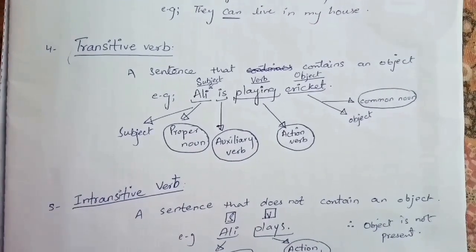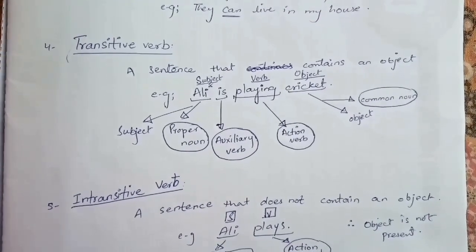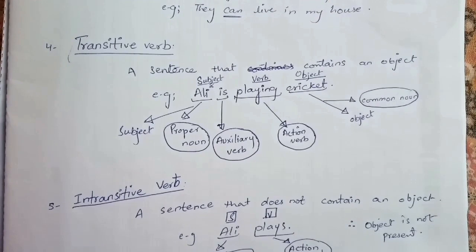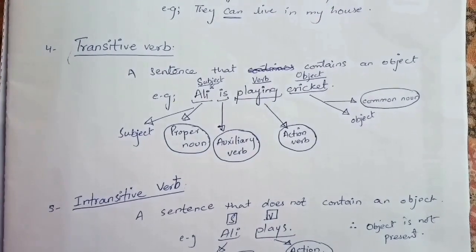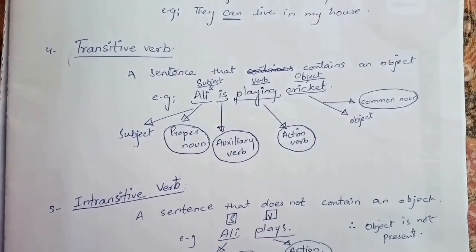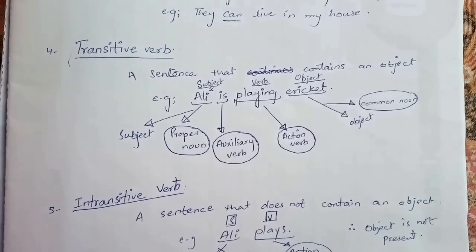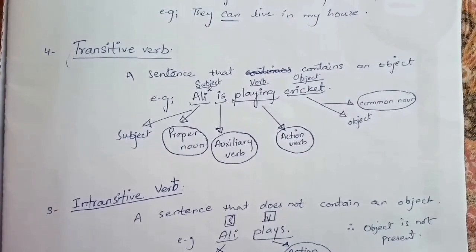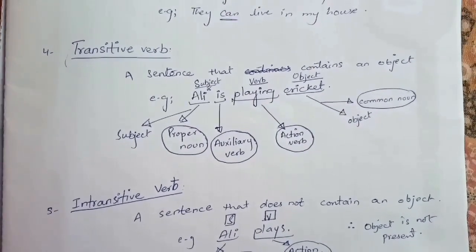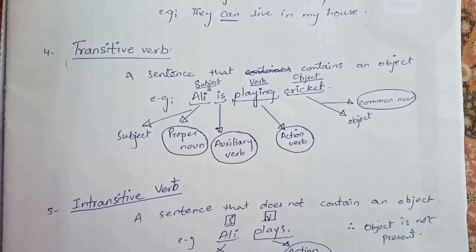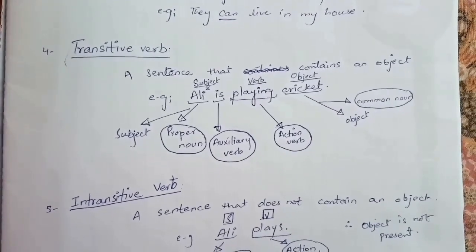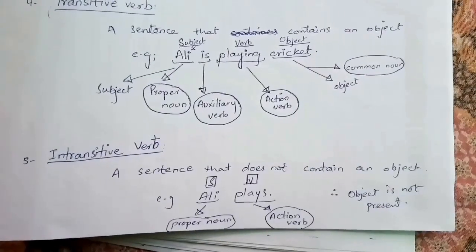Or if I say who is playing cricket, and you answer Ali, then that will be the subject. So this sentence contains an object too. So it will be the transitive verb. Any sentence that contains an object at the end, that will be the transitive verb.